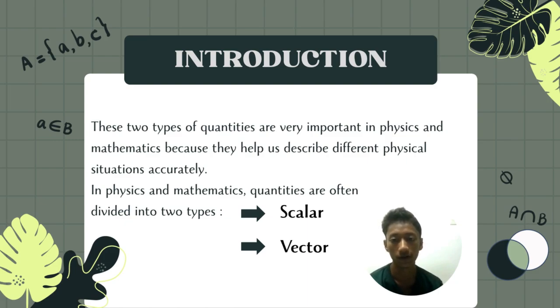So for introduction, these two types of quantities are very important in physics and mathematics because they help us describe different physical situations accurately. In physics and mathematics, quantities are often divided into two types, which is scalar and vector.